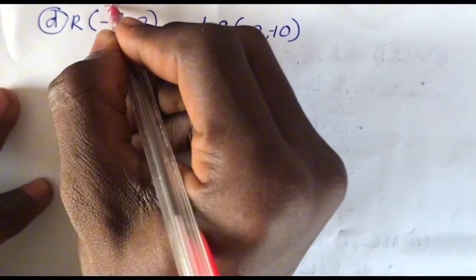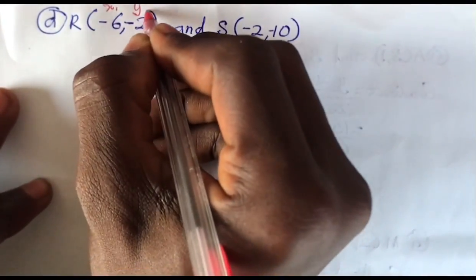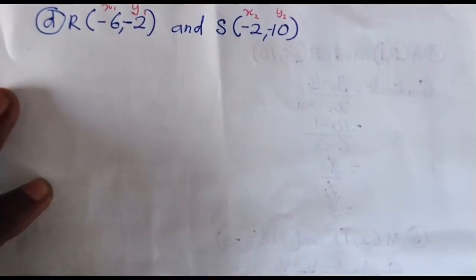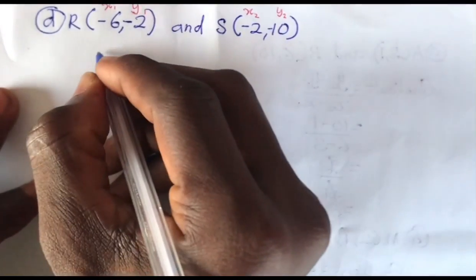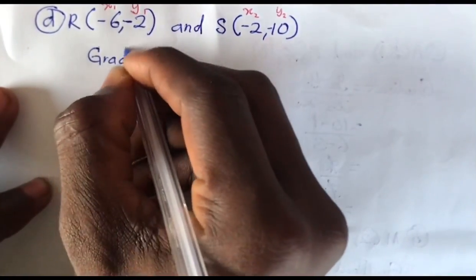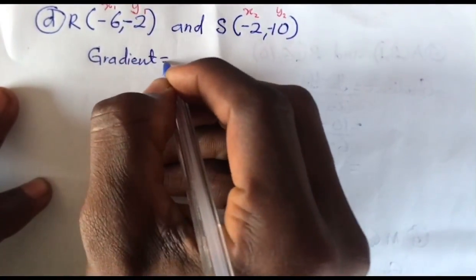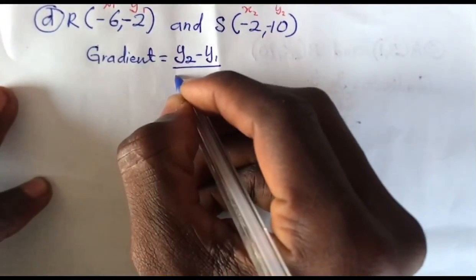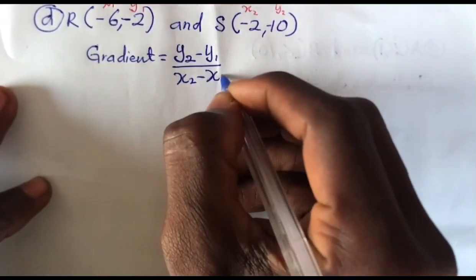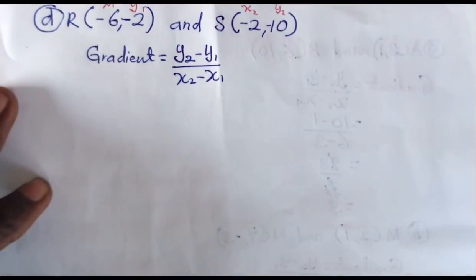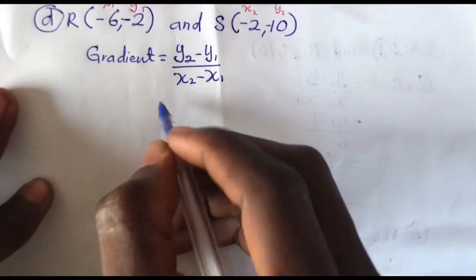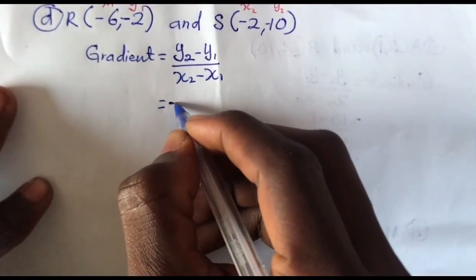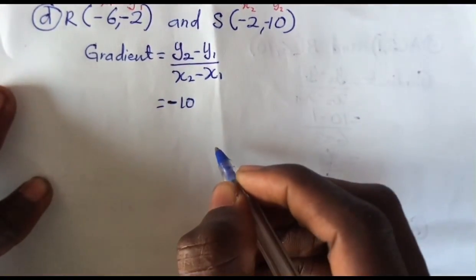So this is our x1 and this is our y1, x2 and our y2, right? So what do we already know? We know that gradient is always equal to y2 minus y1 over x2 minus x1. Are we following? Excellent. So what is our y2 in this case? Our y2 in this case is minus 10. Are you okay?